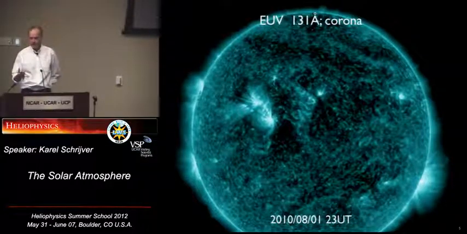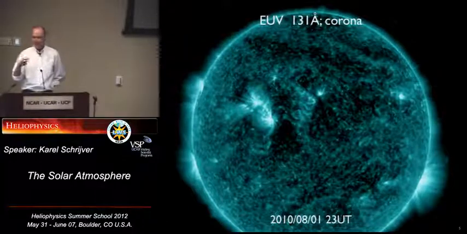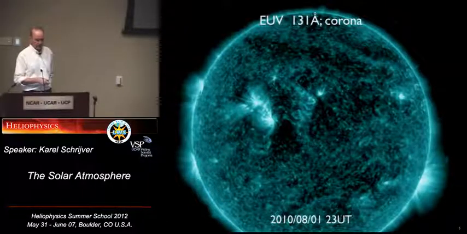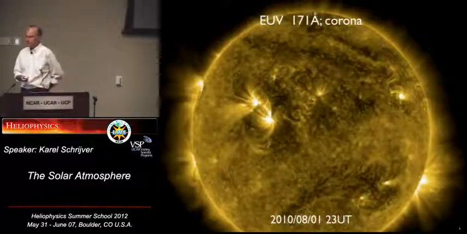Going higher up, you shift through different temperature domains by looking at different ionization stages of primarily iron. Iron is the primary radiative loss term from the solar corona. So we're always looking at iron lines or clusters of iron lines to do this. And you go to different temperatures and you see a slightly different structure.